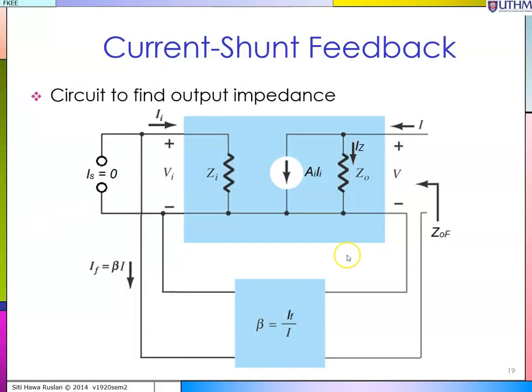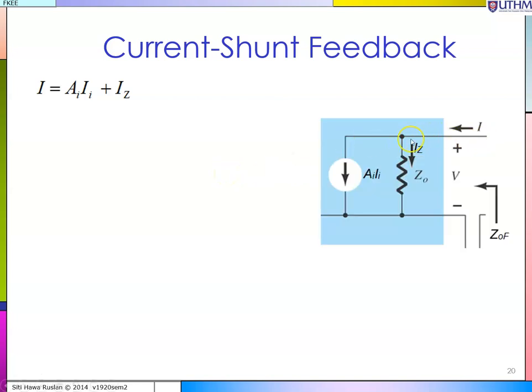And for the output impedance, since the input is a current source, we open the source. We're finding ZOF over here. With IS 0, your II will equal minus IF. So at the output section, you have a current entering this node, and leaving the node is IZ plus AI II. So I can write this. Substitute II with minus IF because IS is 0. IZ is the current over here, the voltage across it is V, so V divided by ZO will be the current over here. IZ is replaced with V divided by ZO.